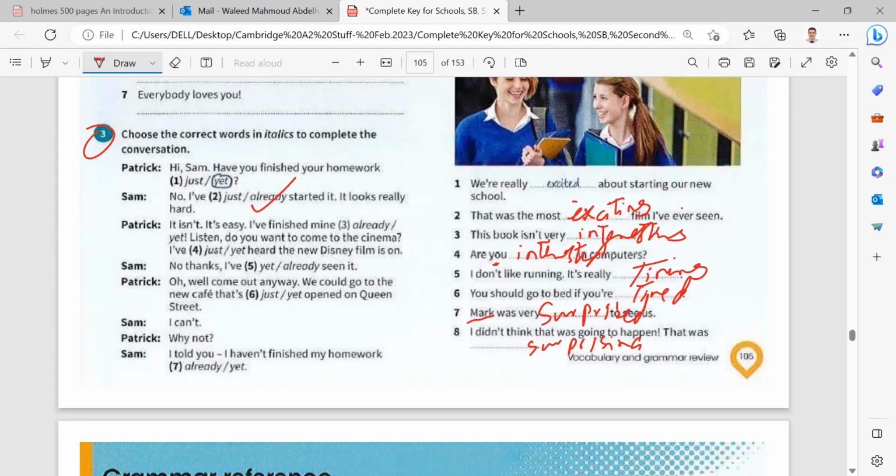Listen, do you want to come to the cinema? Huh? Already. Already, yes. I've just heard the new Disney film is on. Just. Yes, good. Sam, here, no thanks. No thanks. Yes, yeah, I've already seen it, yeah. Oh, we'll come out anyway. We could go to the new cafe that's just opened. Just. Yeah, just opened. يعني means brand new. I can't. Why not? I told you I haven't finished my homework yet. Yet, exactly.